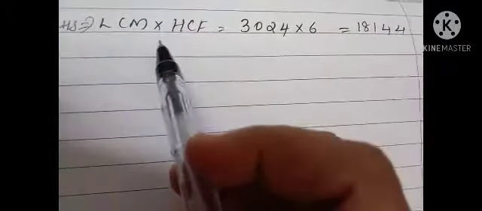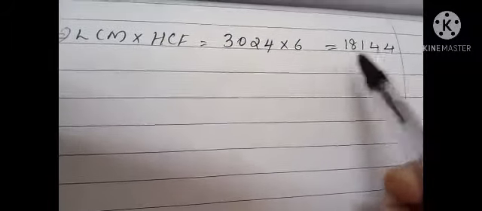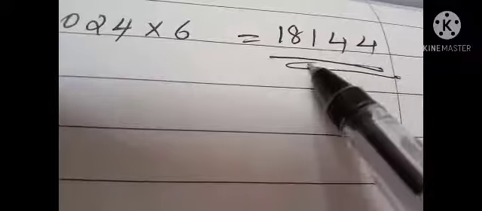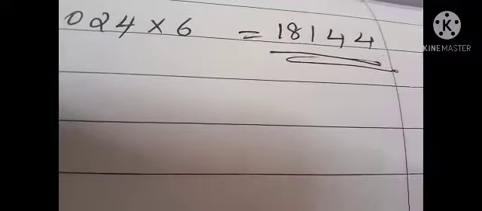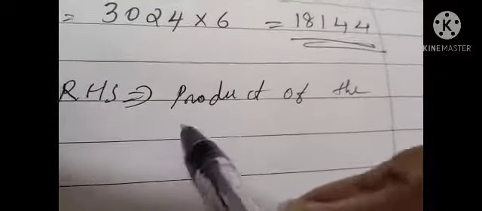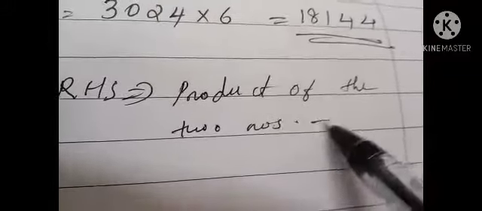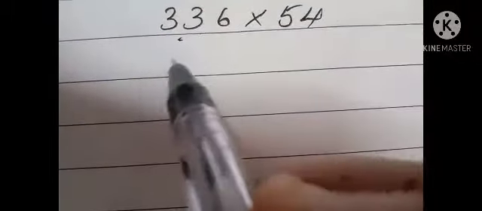To verify the relation, for that we have to find LHS. LHS is LCM into HCF, that is 3024 into 6. When we multiply them, then we will get 18,144. Next we have to find product, that means RHS, that is product of the two numbers. That is equal 336 into 54. When we multiply them, then we will get 18,144 itself. So now LCM into HCF and product of the two numbers are the same, 18,144. So it is verified.